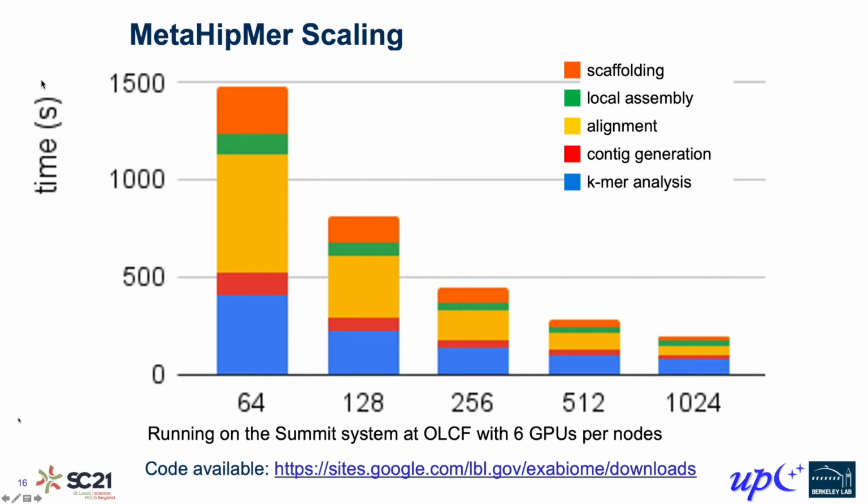As you can see on this graph, MetaHipMer scales well up to 1K nodes. This is running a large environmental data set on the Summit system at ORNL using the GPU optimizations for k-mer analysis, alignment, and local assembly, which is separated here from the alignment phase. That local assembly problem is a very complicated set of GPU algorithms and is described in an SC21 paper to be presented by Muaz Awan. As I mentioned earlier, this paper is also being considered for a Best Paper Award.